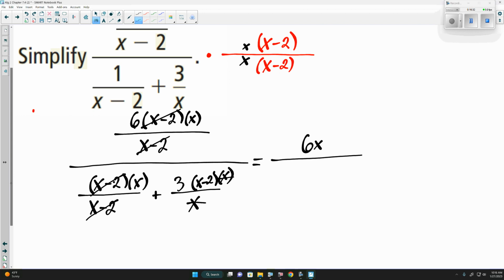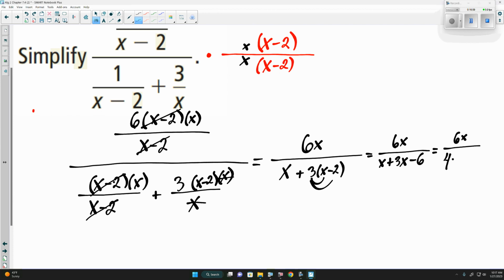So we got 6x on top. The first fraction is just going to be x, because that's the only thing left, plus 3 times x minus 2. So we'd have 6x over x plus, because 3 times x is 3x. 3 times negative 2 is negative 6, which gets us 6x over 4x minus 6. Yes?